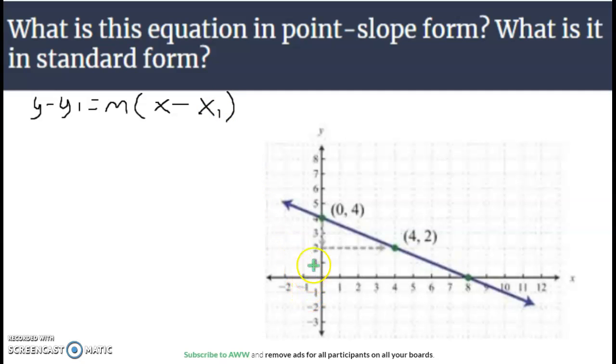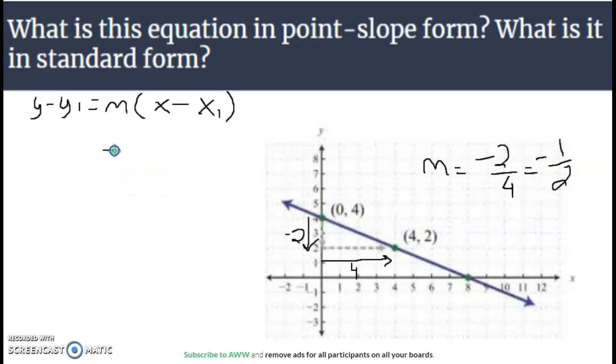All right, let's figure out the slope. This looks like it's kind of helping us here. We're going down 2, think of it as -2. It looks like we're going to the right 4. Slope is -2 over 4, -1/2. There's our slope, -1/2.